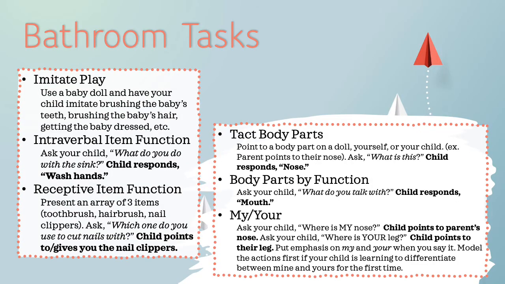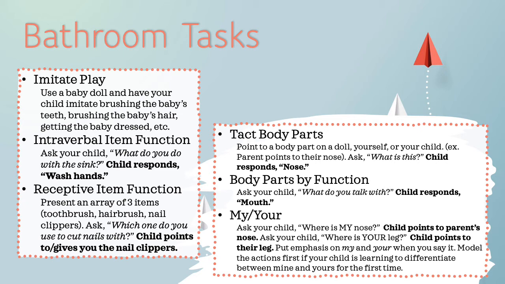The next room is the bathroom. You could have your child imitate play, do intraverbal item functions, or receptive item functions. For imitating play, you would use a baby doll and have your child imitate brushing the baby doll's teeth, brushing the baby doll's hair, and getting the baby doll dressed. For intraverbal item function, you would ask your child, "What do you do with the sink?" Your child would then respond, "Wash hands." And for receptive item function, you would present an array of 3 items, a toothbrush, a hairbrush, and nail clippers. You would then ask, "Which one do you cut your nails with?" Your child would then point to or give you the nail clippers.